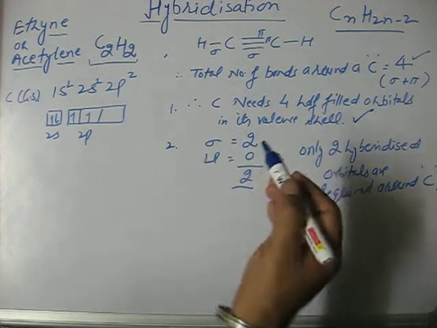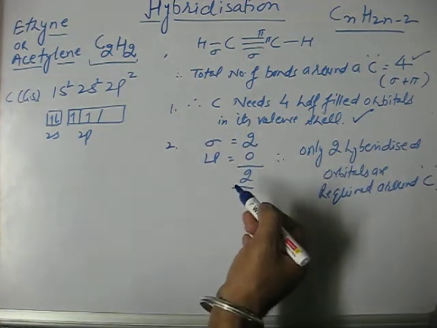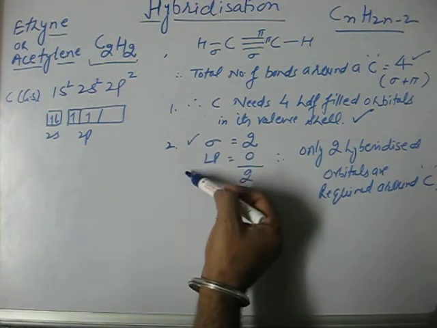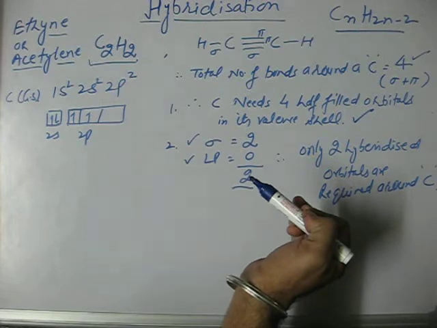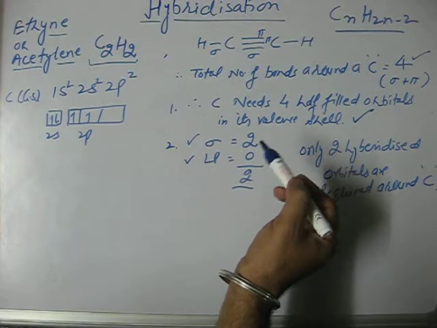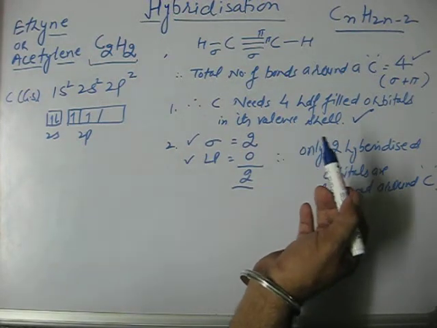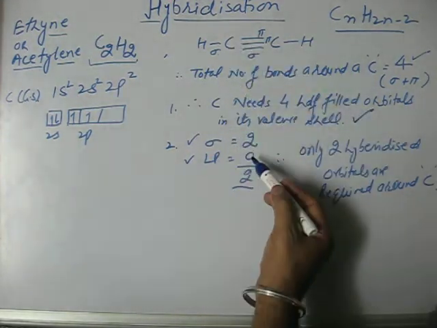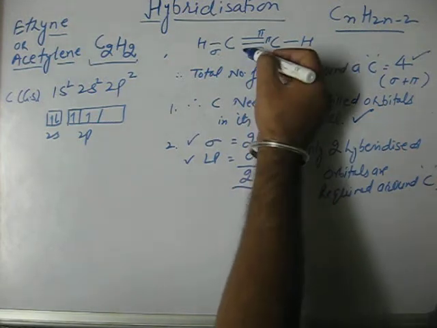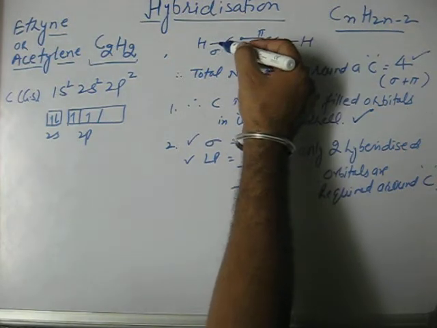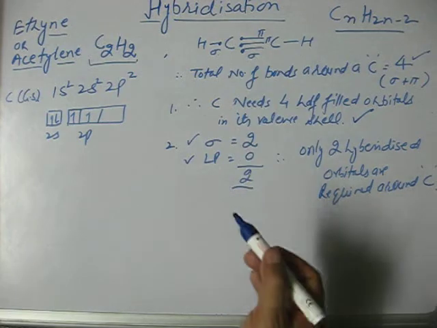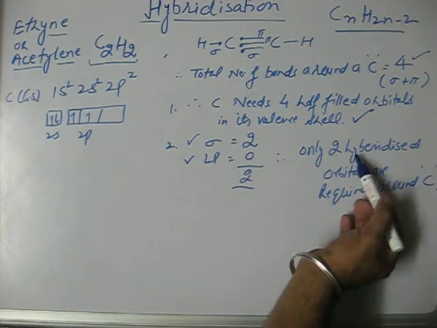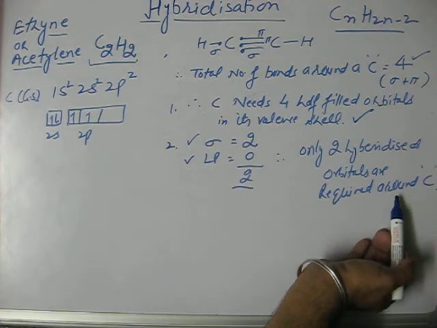Second condition is to see how many hybridized orbitals are required. For that we always see the sigma bonds and the lone pairs around that atom, as hybridized orbitals are not used to form pi bonds. So sigma bonds are 2 around one carbon and there is no lone pair. Carbon is using all its 4 valence electrons in bond formation, so there is no lone pair on carbon. So the total is 2, which means only 2 hybridized orbitals are required around carbon, right?